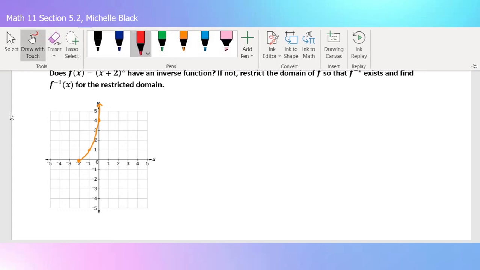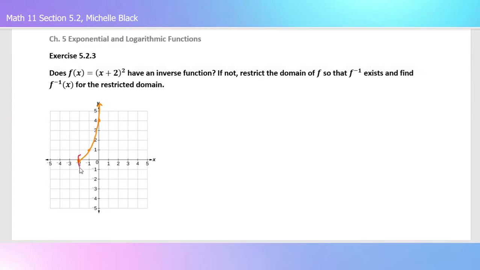So if I restrict my domain to just start at -2 and go on to infinity, this part of my graph is one-to-one. So for our restricted domain, let's use the interval from -2 to infinity, because the part of our graph that leaves now passes that horizontal line test. So now that we've restricted our domain, we can find the inverse function of f.